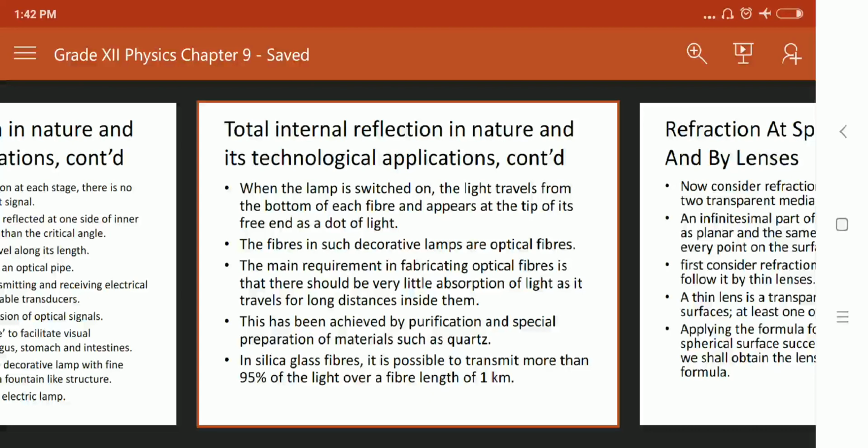The main requirement in fabricating optical fiber is that there should be very little absorption of light while it travels over longer distances. This can be achieved by purification and special preparation of material like quartz. In silica glass fiber, it is possible to transmit more than 95% of light over a length of 1 kilometer. So here we understood the concept of total internal reflection, and we also observed some of the real life applications present around us.